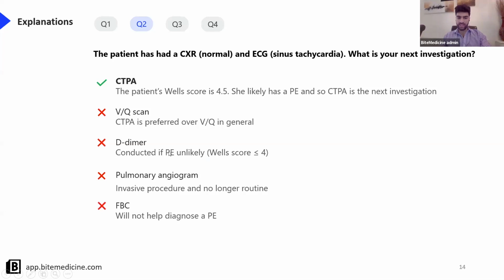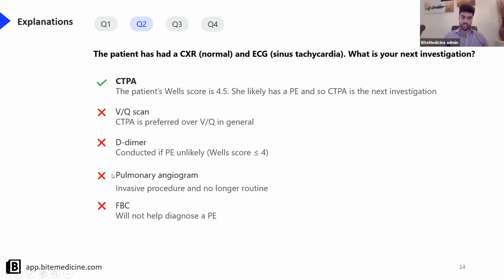If you think that this might be a PE, but the Wells score suggests it's unlikely, then you do a D-dimer. You only do a VQ scan in certain instances. Okay, VQ scan is actually rarely carried out. I've only seen it carried out on a handful of occasions. CTPA is pretty much available in most hospitals, even out of hours. Okay, so most hospitals do have access to a CTPA. Pulmonary angiogram is different.